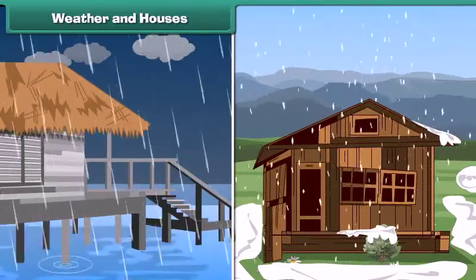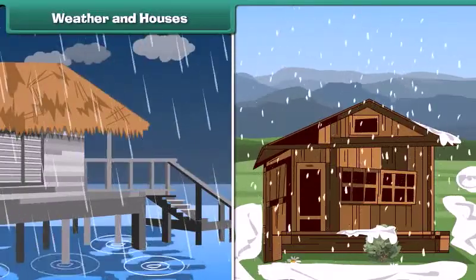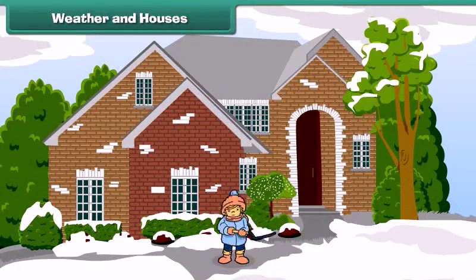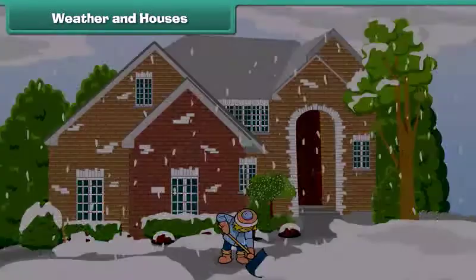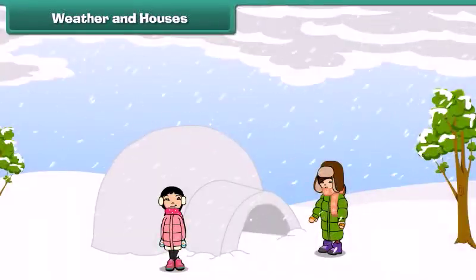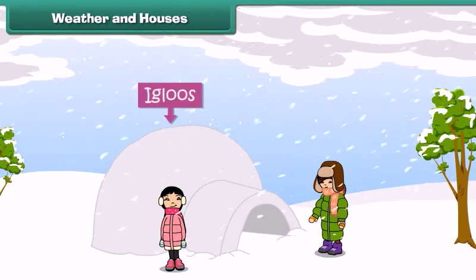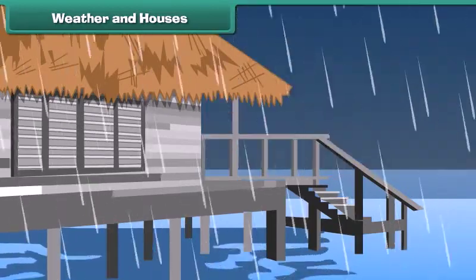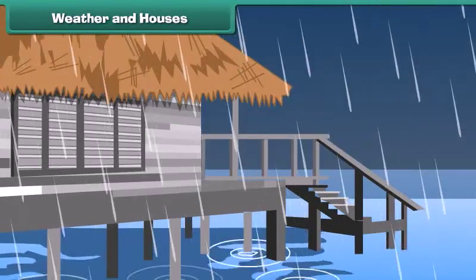Weather and houses. Weather determines the structure of houses in a particular area. Houses with sloping roofs are seen in mountainous regions. Sloping roofs prevent accumulation of snow and water on roofs. In areas that experience heavy snowfall, special types of houses, known as igloos, are found. Stilt houses are common in areas that receive heavy rains. Such houses protect people from floods.